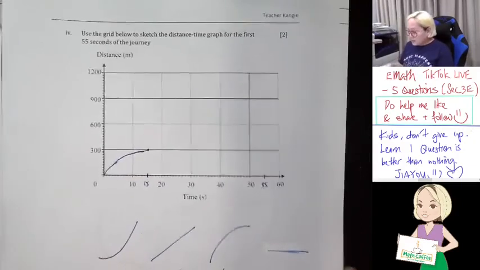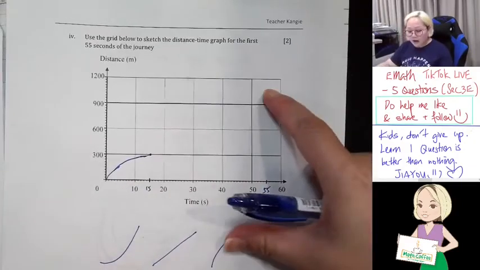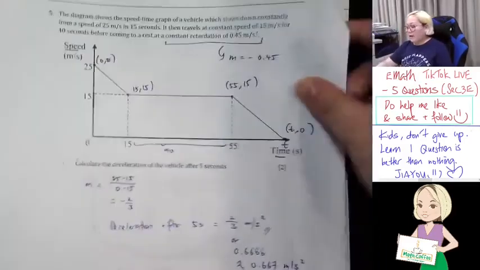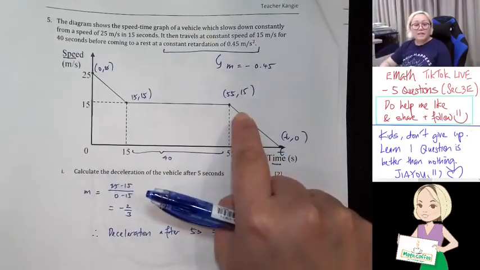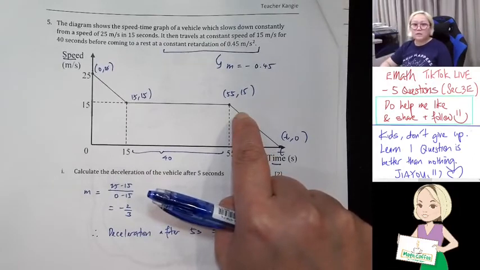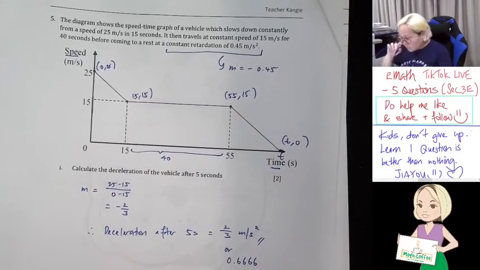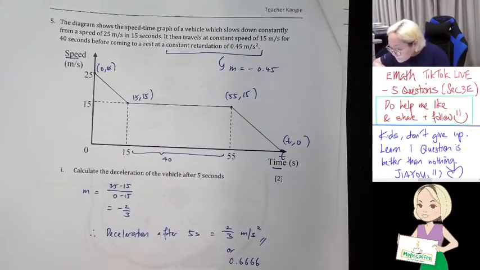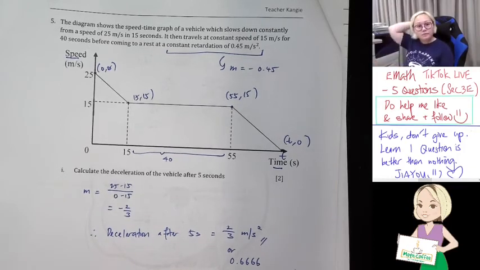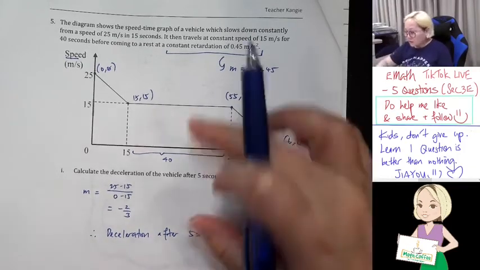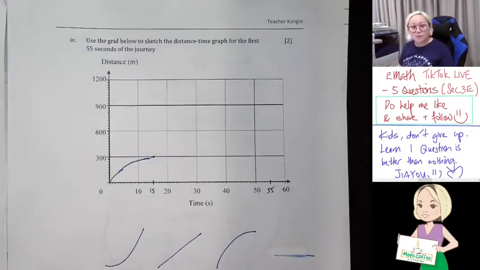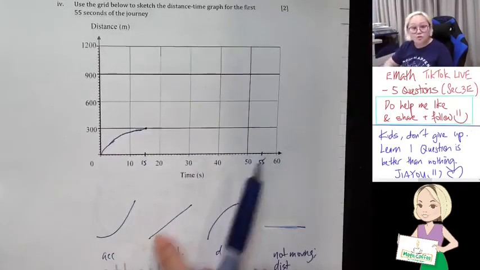Okay. Next is from the 15 to the 55. This one very straightforward, right? Is this decelerating, accelerating, or constant speed, or not moving? Ken is okay. Constant speed, good. So if you are constant speed, make sure you draw straight line.